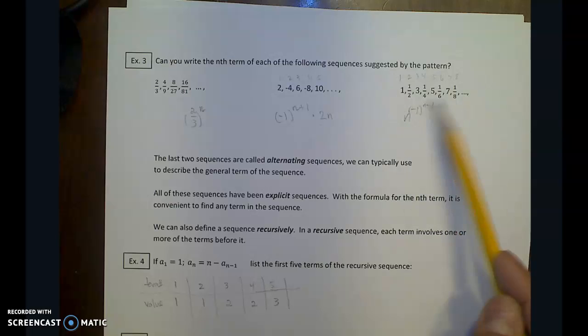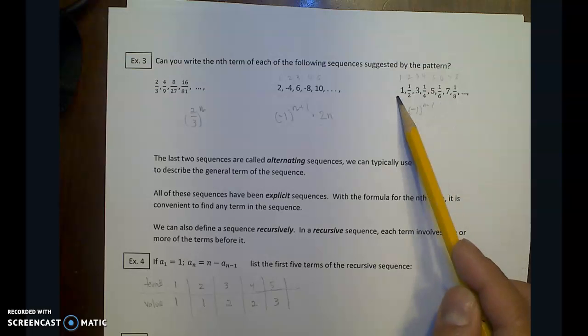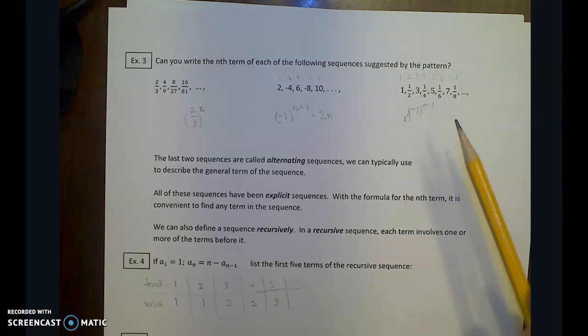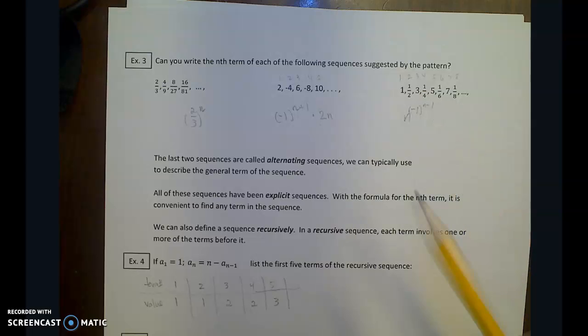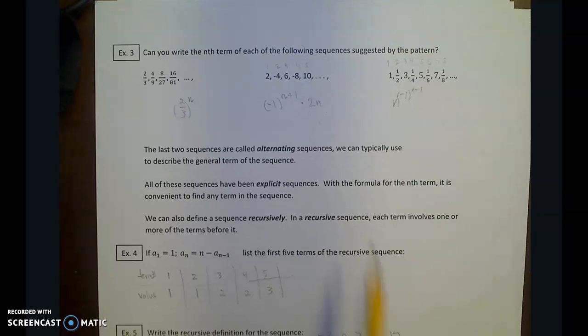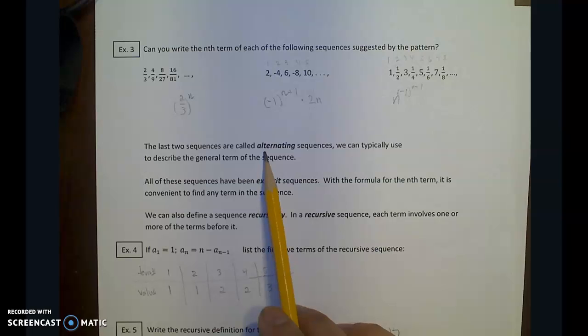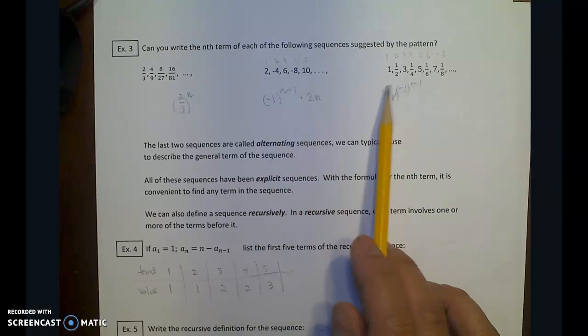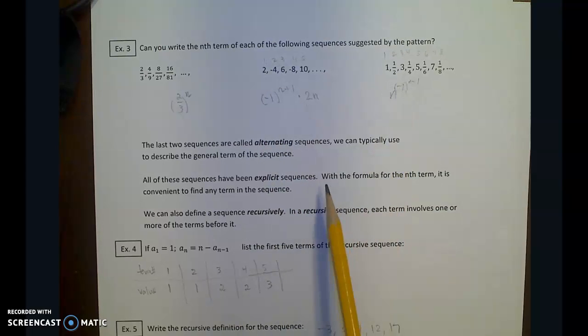This one's kind of an odd sequence, where it changes from a whole number to a fraction. This one's pretty complicated, so you can look at this and test it out to see how this all works. Okay. So here's the definition of what an alternating sequence is. That's what these last two are. They alternate either signs or different number types.